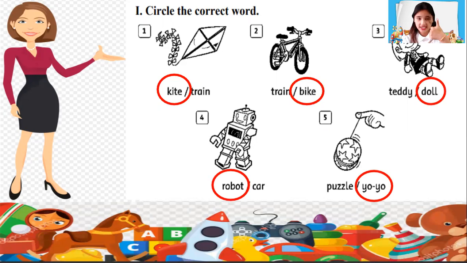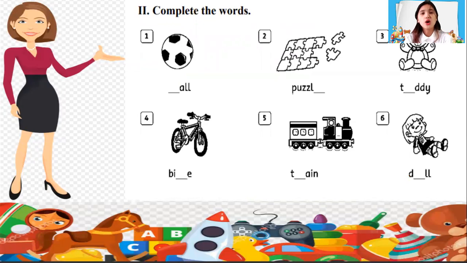Finish? Okay, let's go to number two. Complete the words. You are going to write the missing letters. Ready? Okay, let's answer number one. What is number one? Yes, ball. What is the missing letter? Letter B. Correct. Next. Number two. What is number two? Puzzle. Very good. What is the missing letter? That's right. Letter E.